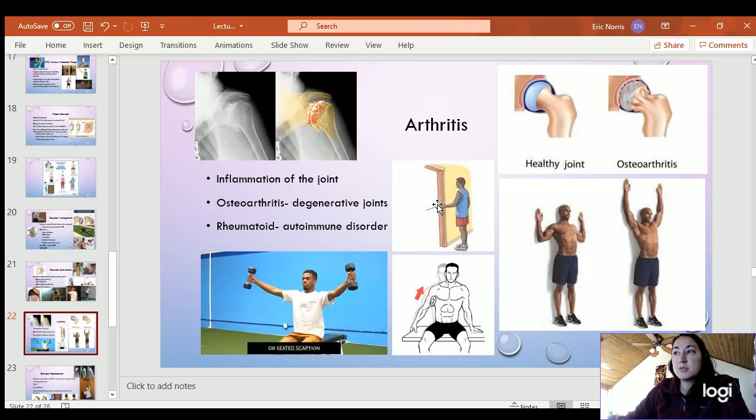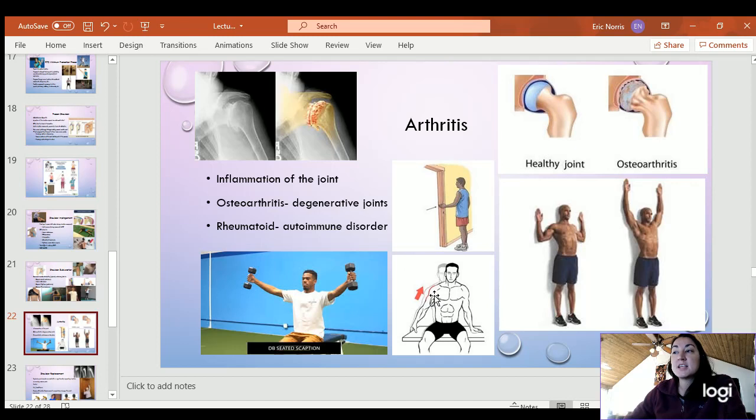Here he's actually doing some internal rotation isometric. So that's just another way of doing the isometric. You can push in against your hand, or you can push in against a doorway or something like that.